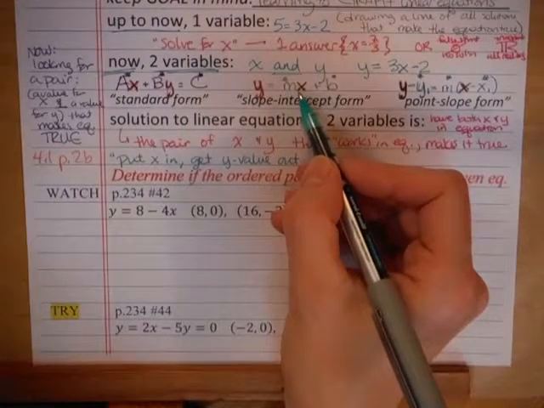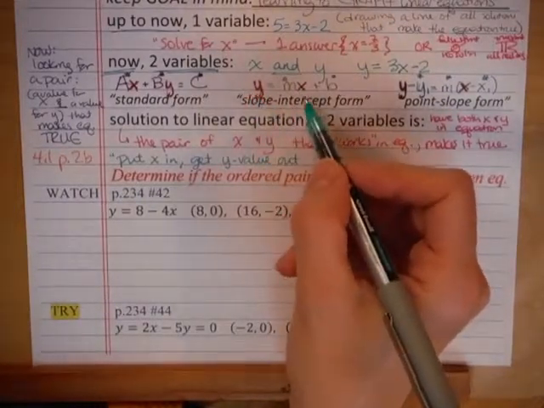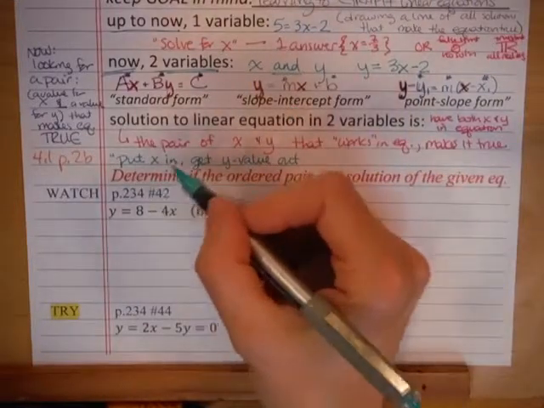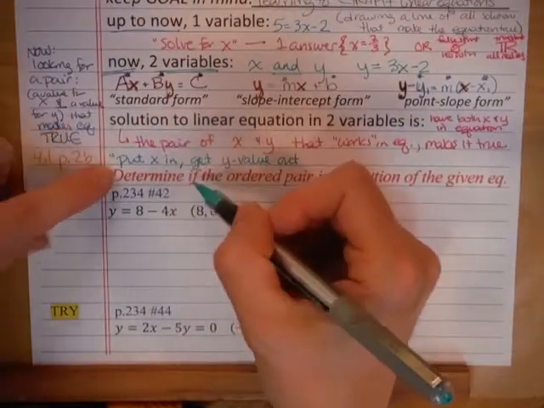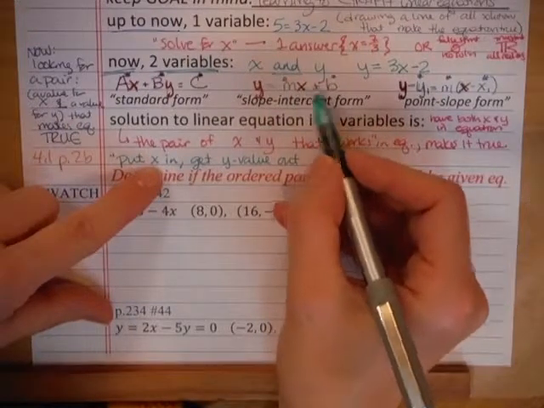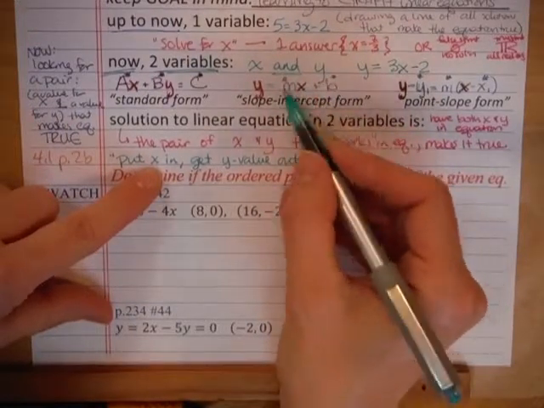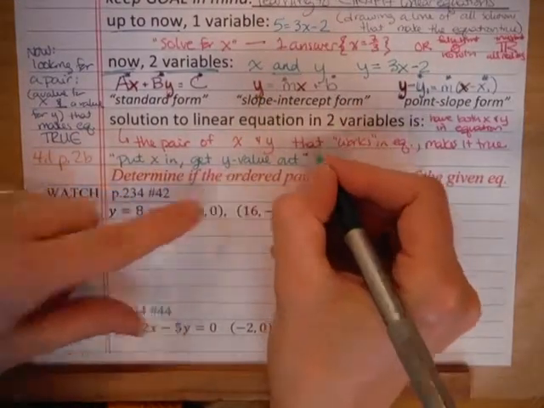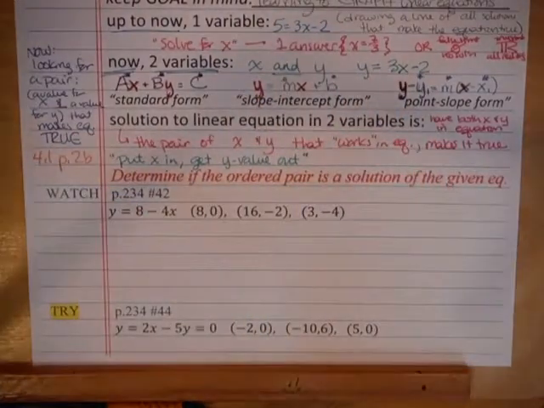Some of you maybe learned about function machines, and we'll talk about functions and function notation in Math 65. But that's another way to think about what it means to be a solution to the linear equation. If you put an x value in here and perform the operations on it of multiplying by m, adding b, you'd get your y value out of that. Okay.